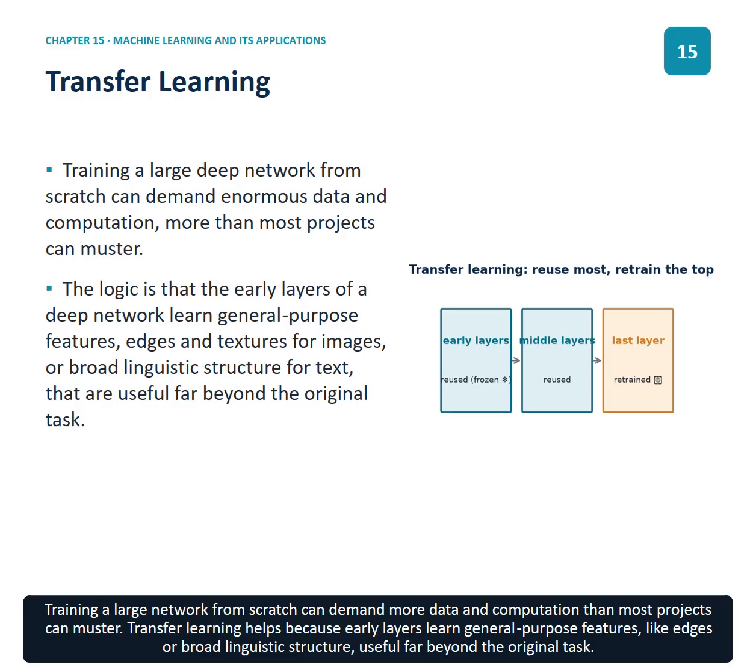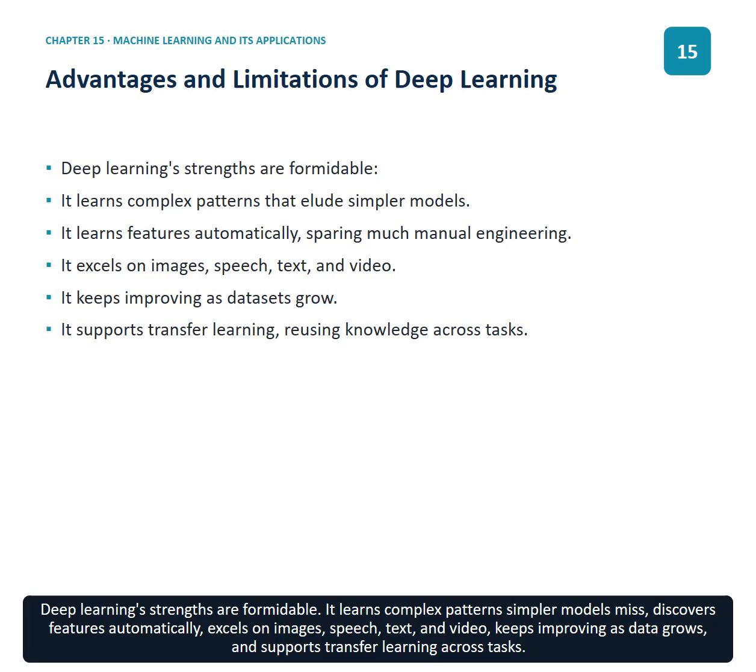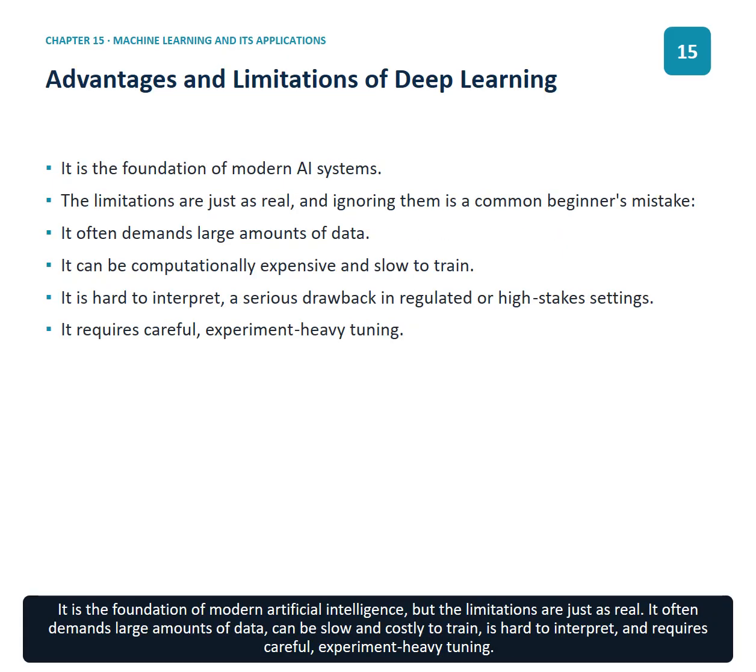Transfer learning helps because early layers learn general purpose features like edges or broad linguistic structure, useful far beyond the original task. Deep learning strengths are formidable. It learns complex patterns simpler models miss, discovers features automatically, excels on images, speech, text, and video, keeps improving as data grows, and supports transfer learning across tasks. It is the foundation of modern artificial intelligence, but the limitations are just as real.